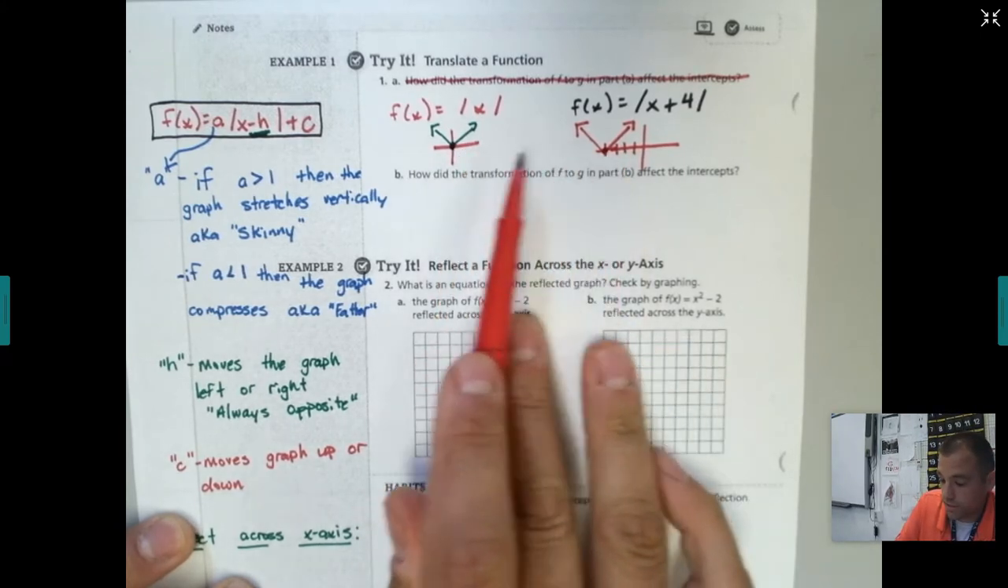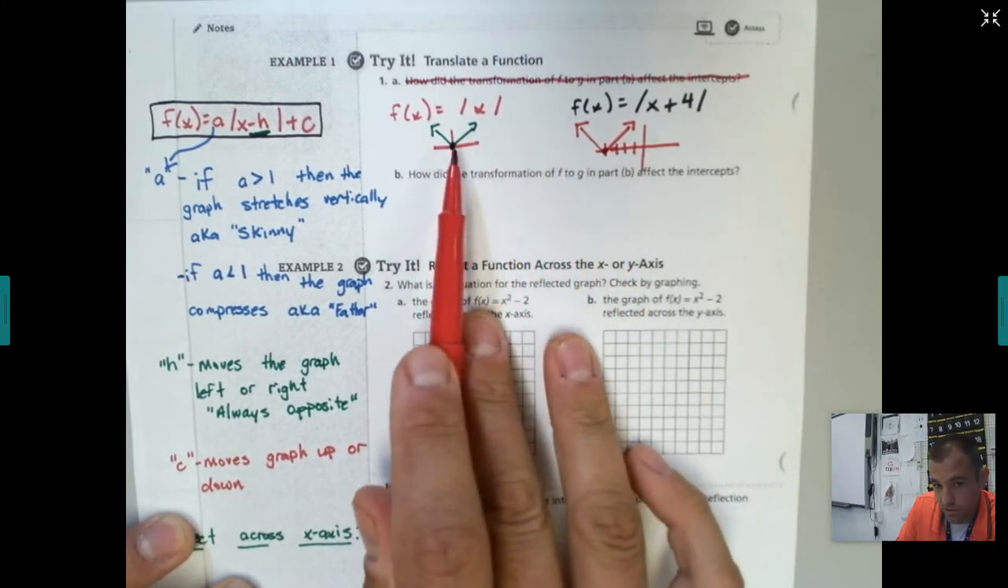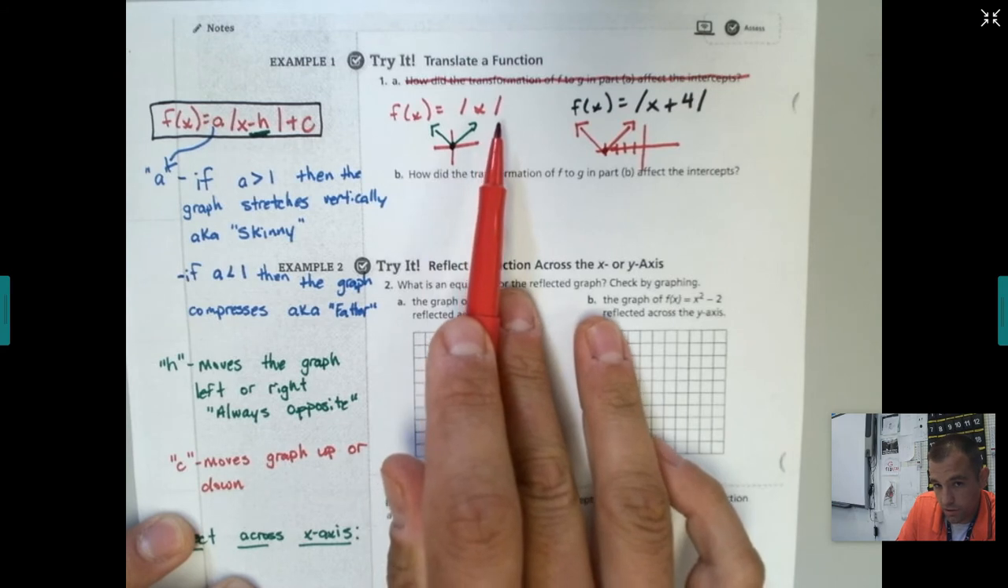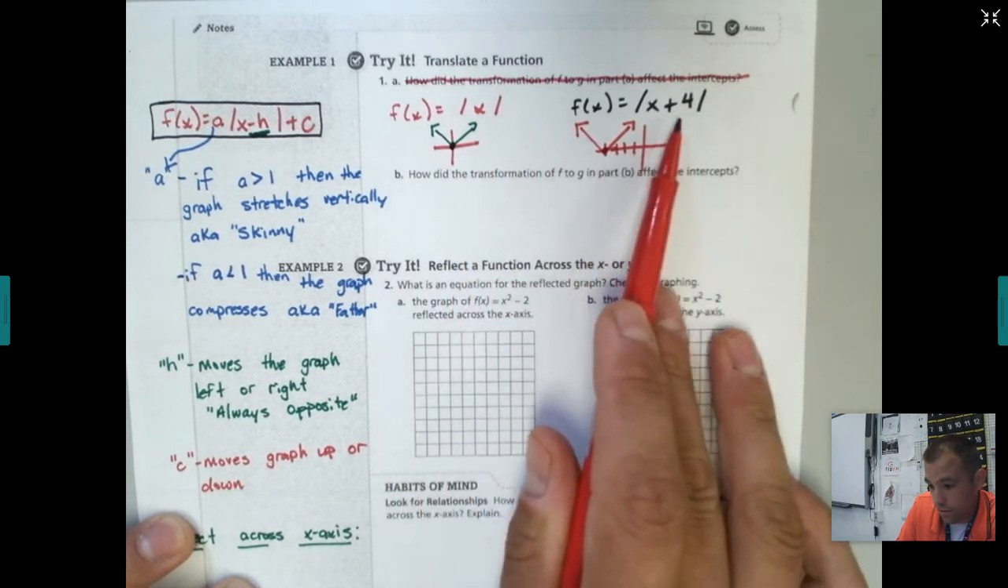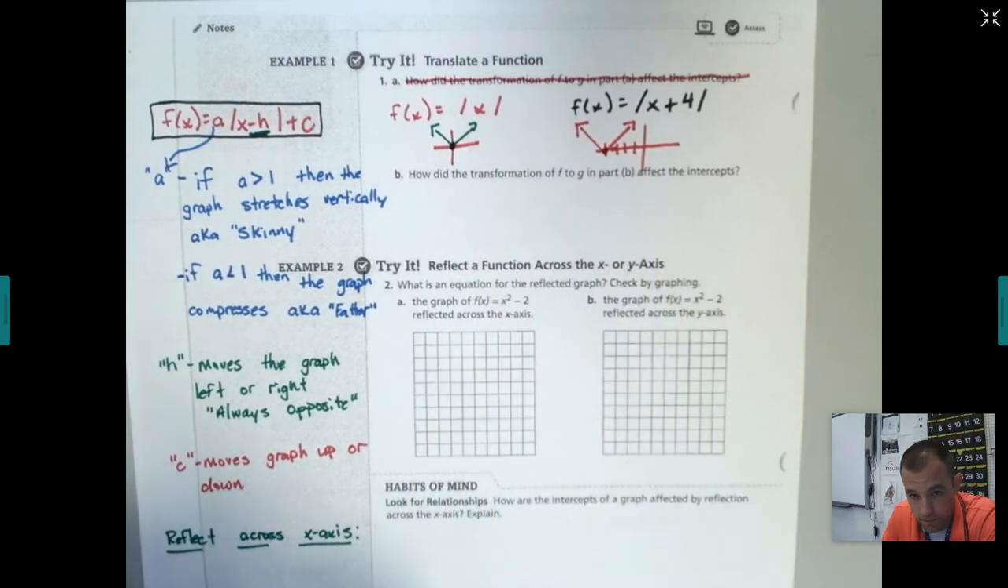So you can see how similar these two things are, right? This one started at the origin because there was no number inside. This one moved left 4 because of that positive 4 right there, okay? Hopefully that makes sense. Hopefully you're not confused.